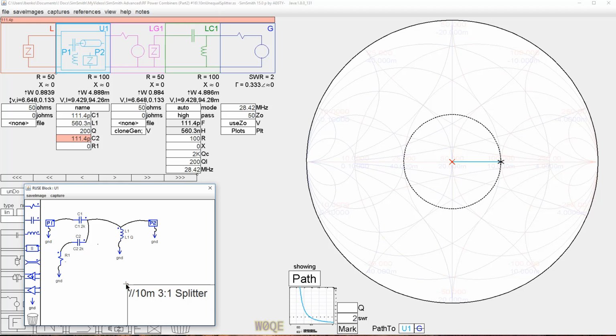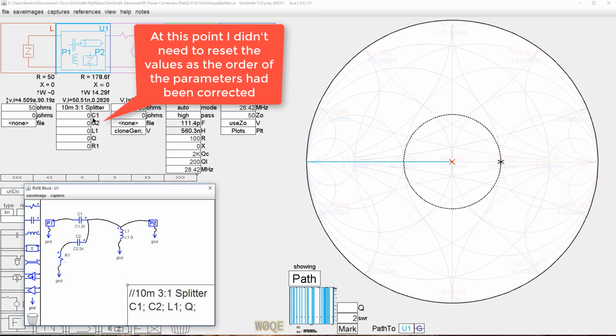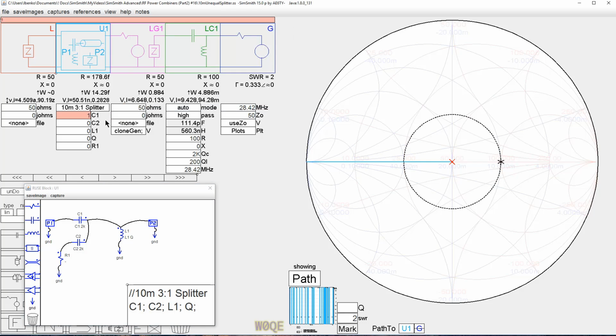Now at this point, this is starting to get kind of a mess. If I want to control the order in which these things appear, I can do something like this. Say C1 colon C2 semicolon, I mean, L1 semicolon and Q semicolon. Let's close this off. We'll delete these values again, and when it rebuilds these, it'll rebuild them in the right order. Now I'll put our values back in here again. 111.4 picofarads, 111.4 picofarads. Now, the inductor: there are two 560 nanohenry inductors in parallel, so that becomes a 280.15 nanohenry inductor, and the two inductors in parallel are the same Q.